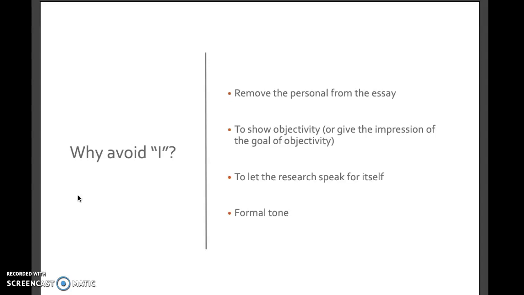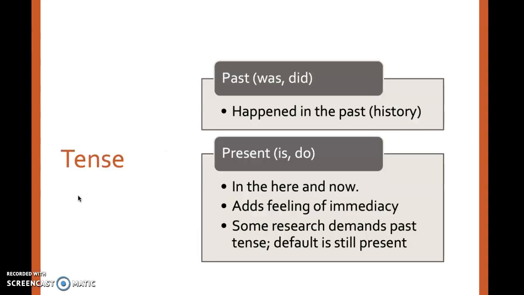Why avoid I? Well, as I just said, you want to remove the personal from the essay. You want to make it look as though you're being absolutely objective, or at least give the impression of the goal of objectivity. Most instructors know that you're probably writing from a particular perspective, but we still want you to try and bring out that academic tone. You want to let the research speak for itself as much as possible, and it also adds to a tone of formality.